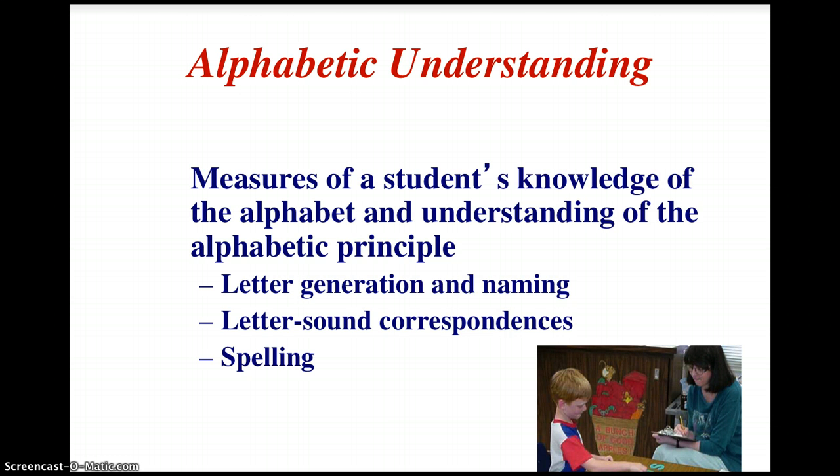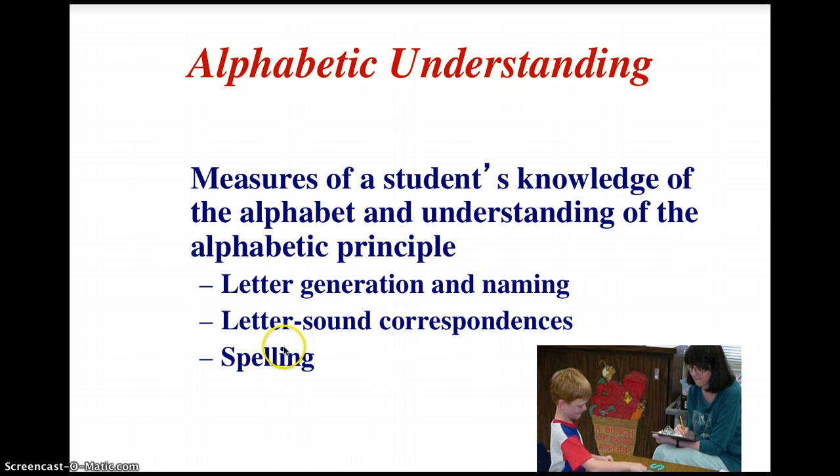To measure alphabetic understanding, we are going to check whether the student is able to generate letters and is able to name letters. So the letter generation would be a little bit more difficult of a task if we're thinking about younger children. Naming has to do with, we show them letters. Can they tell us the name of those letters? Generation, they actually have to come up with them on their own. Letter sound correspondences, we talked about that.